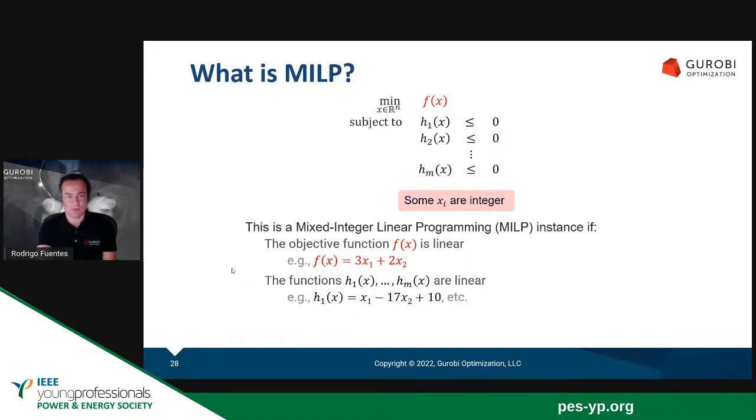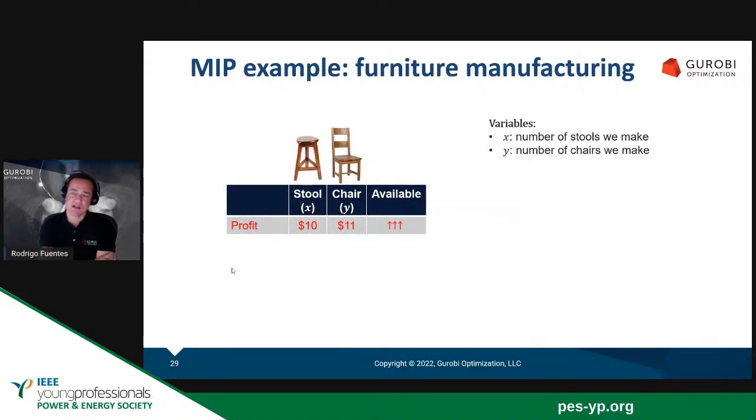All right. I think it's clear now that mixed integer linear programming, MIP, is the same as LP plus the integrality constraints that we talked about. Now, to reinforce what I just described, we're going to do a small example that I hope you enjoy and find intuitive. It's a very simple example where we want to manufacture some furniture.